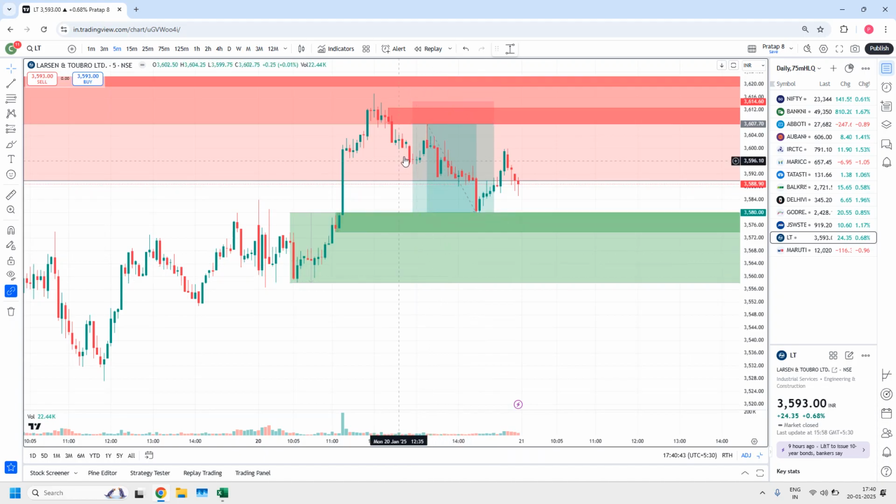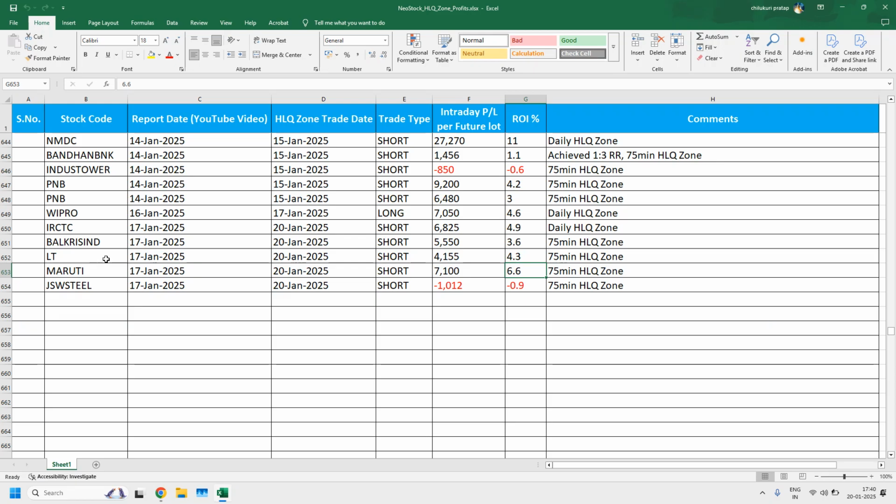Excuse me. So this is how much profit L&T has given. L&T has given 4,155 rupees profit, which is 4.3% ROI, because the margin cost is very less compared to the other stocks. One future margin cost of L&T is much lesser. That's why even though the overall profit is less, we still got a better ROI, that is 4.3%.